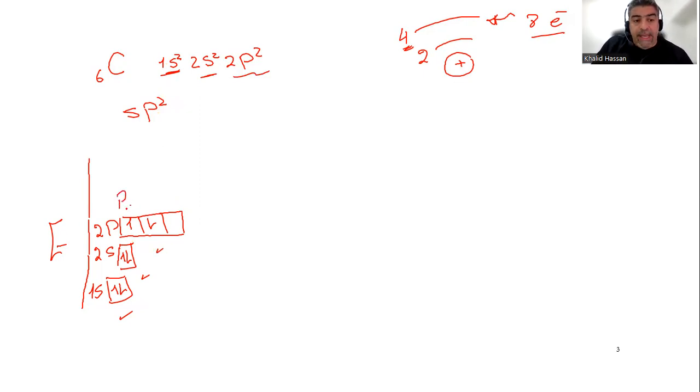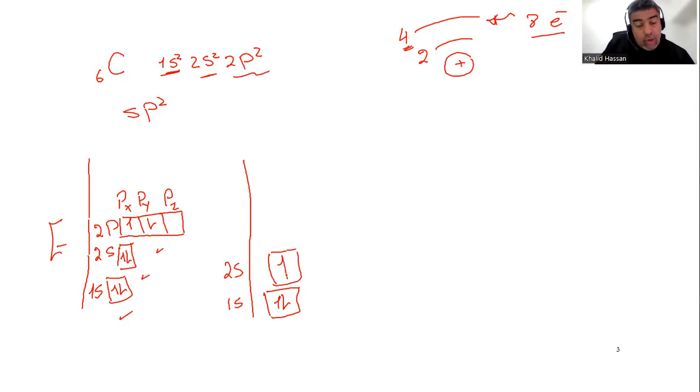Of course, we know that px, py, pz. Now, hybridization takes place in 2 steps. First of all, first step, excitation of 1 electron from 2s to 2p. So I will make it like that. Keep the first 1s2 as it is. Now let's go for 2s. One of these electrons will go up, excited to go to the 2p to be like that.